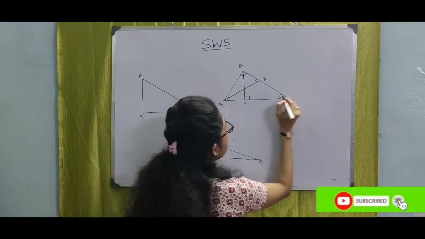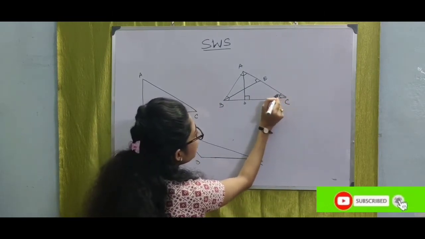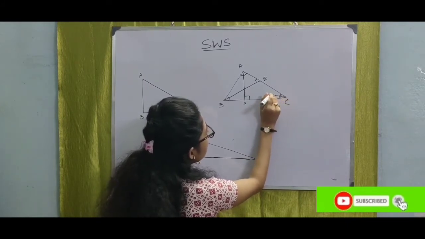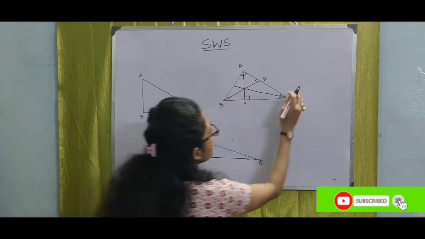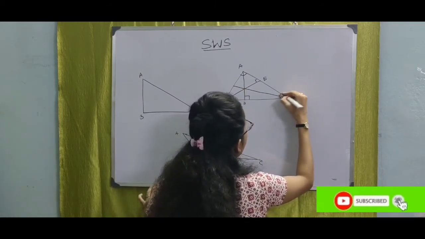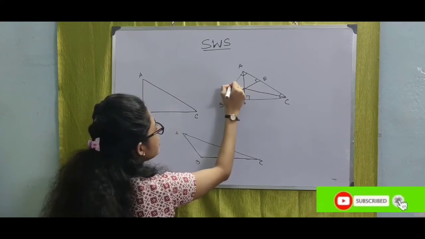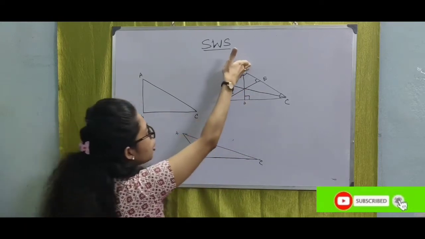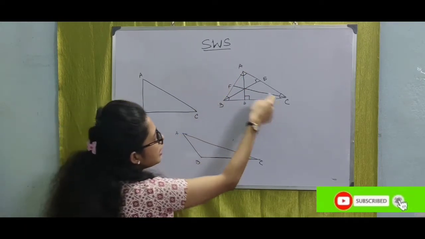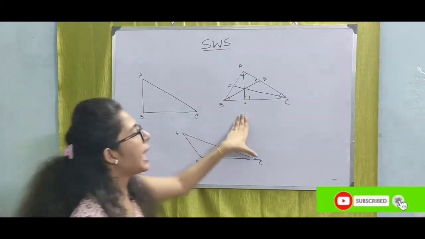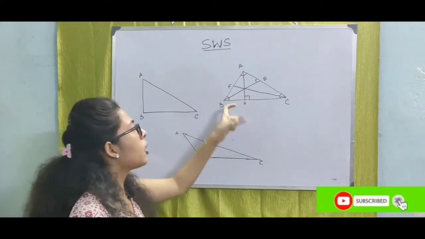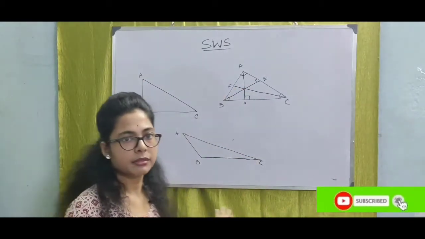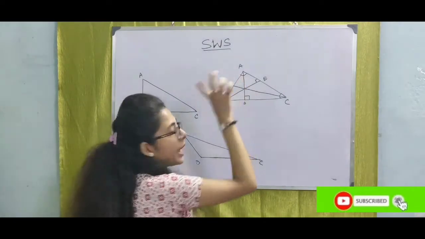And now from point C, this is F. From point C the height on AB is CF. These are the heights. The meeting point of the three heights of the triangle is inside the triangle.